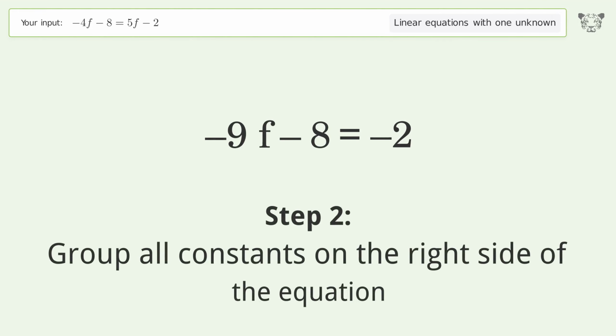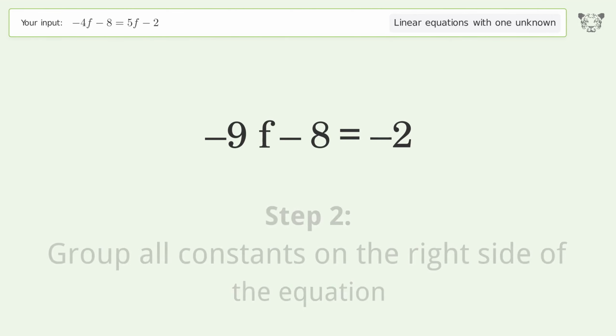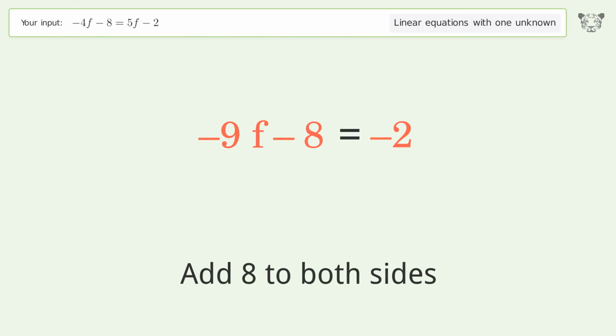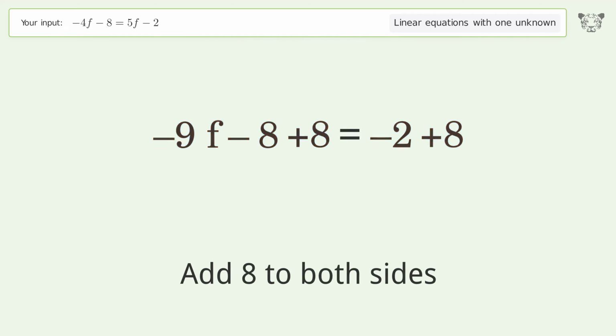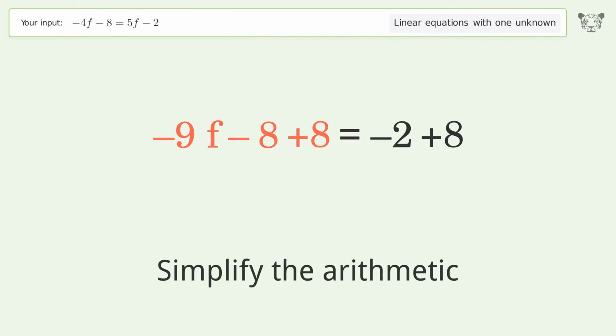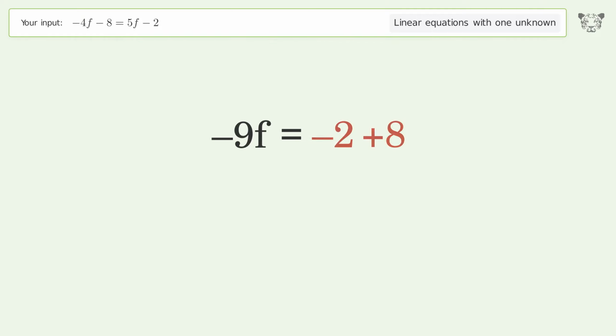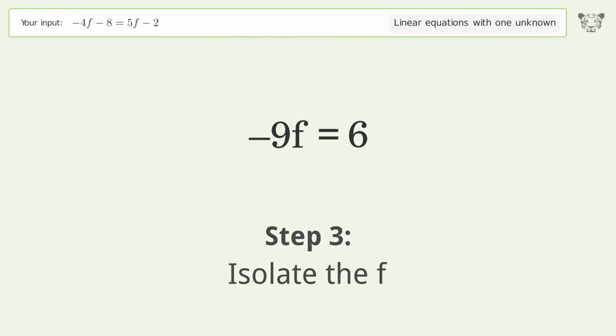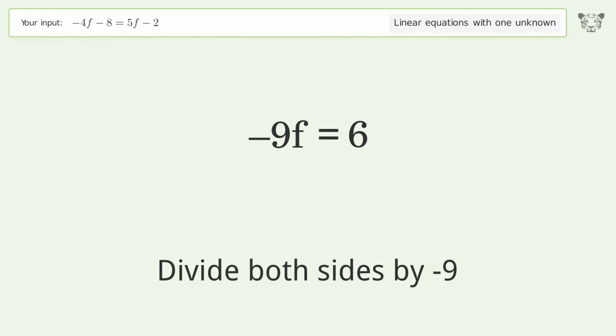Group all constants on the right side of the equation. Add 8 to both sides. Simplify the arithmetic. Isolate the f. Divide both sides by -9.